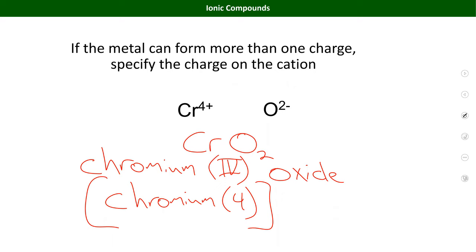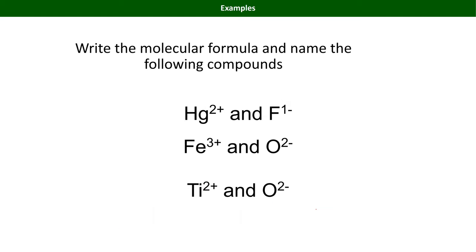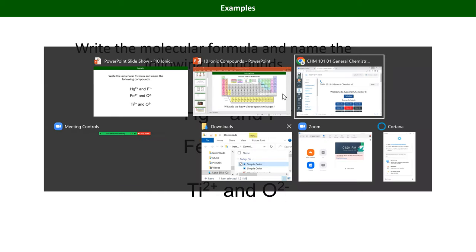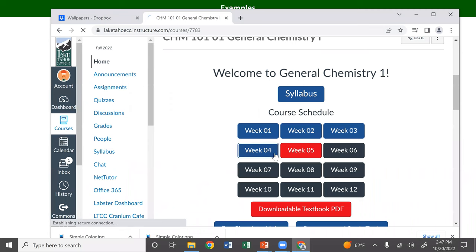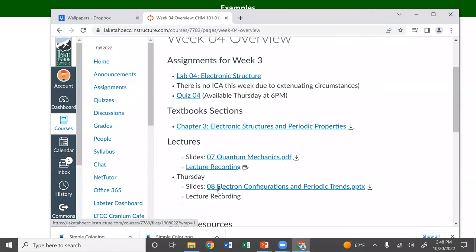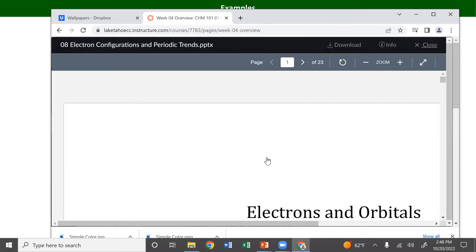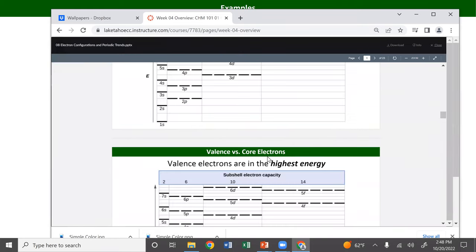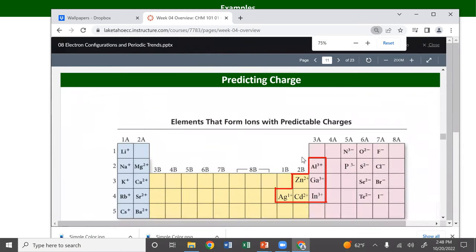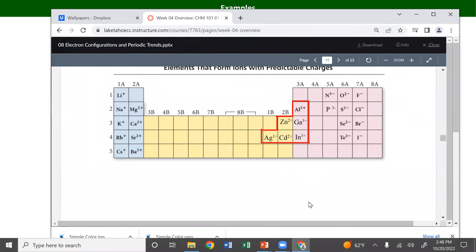Right? So in our periodic table, we had a list of ions that we always know the charge of, that was in last week's second lecture. This one. If it's a metal and it's not one of the ones that's marked here, then you need to use the Roman numerals for it.